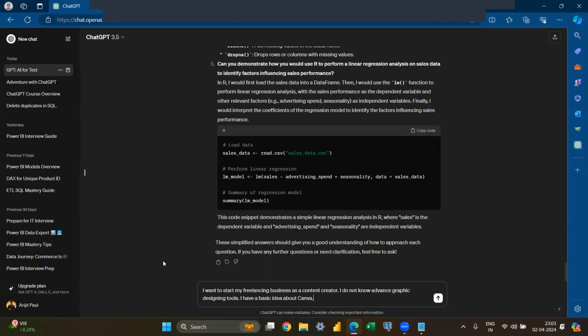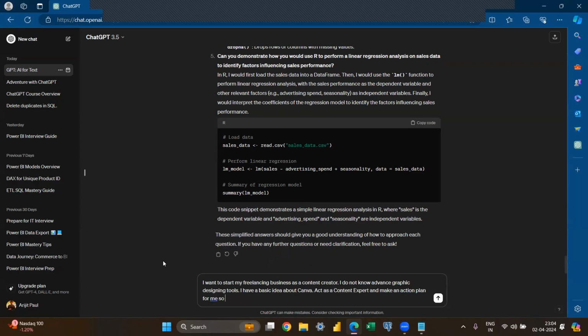So Canva is a very popular tool which has been used by content creators all over the world. And it is amazing. It has a collection of many templates. So let's say I have a basic idea about Canva. I want to start my freelancing business as a content creator. Act as a content expert and make an action plan for me so that, what's the most important part of our business?